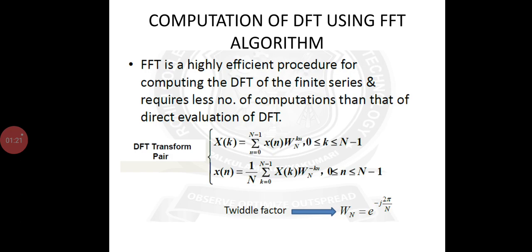Now while we are seeing the computation of DFT using the FFT algorithm, the FFT is a highly efficient procedure for computing the DFT of a finite series, and it requires fewer computations than direct evaluation of DFT. We have already seen that the DFT transform pairs can be represented by using X of k and x of n, that is the DFT of x of n and IDFT of X of k, where these two equations are represented by using the twiddle factor, that is W N equal to e power minus j 2 pi by N.